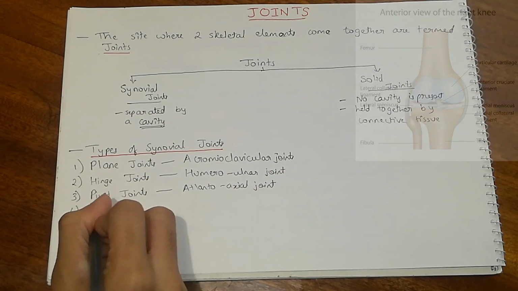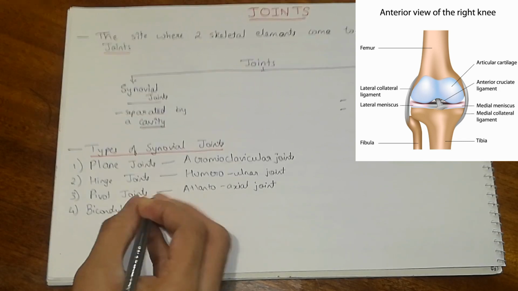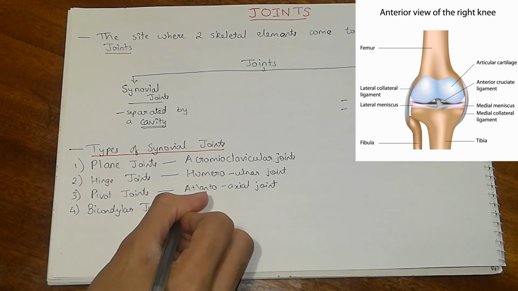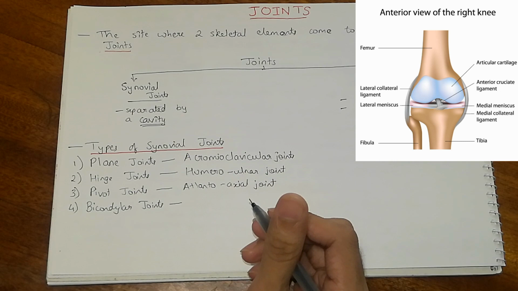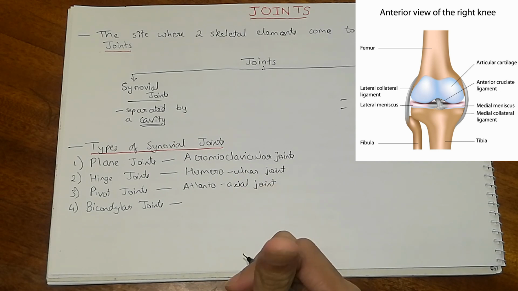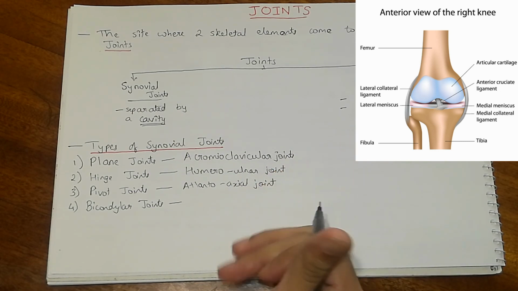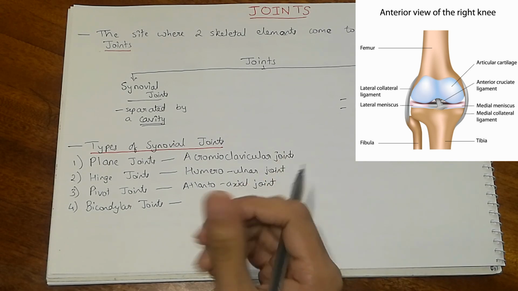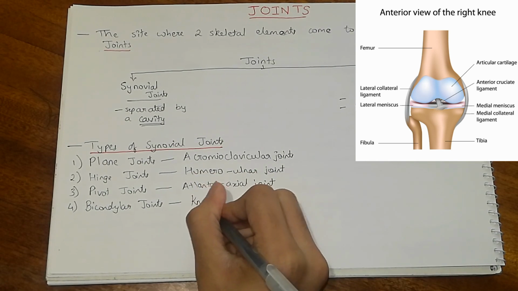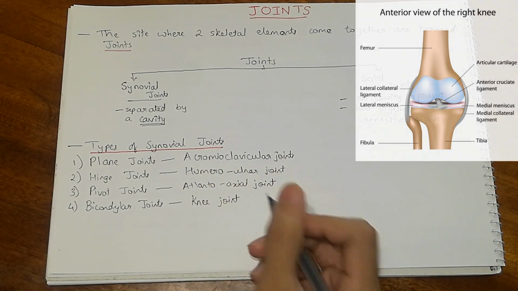Now, the fourth one is bicondylar joint. Bicondylar joints allow movement mostly in one axis with limited rotation around the second axis. An example of a bicondylar joint is the knee joint.